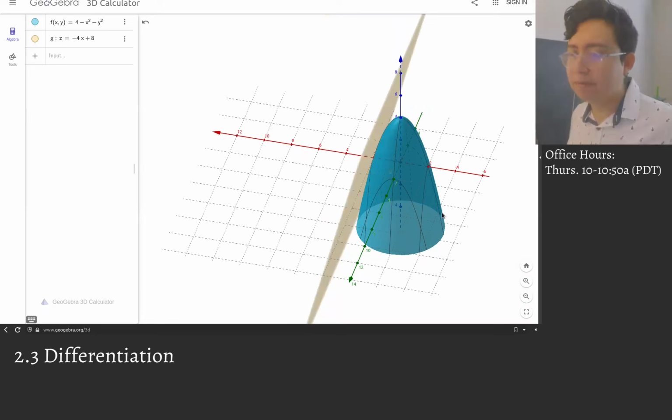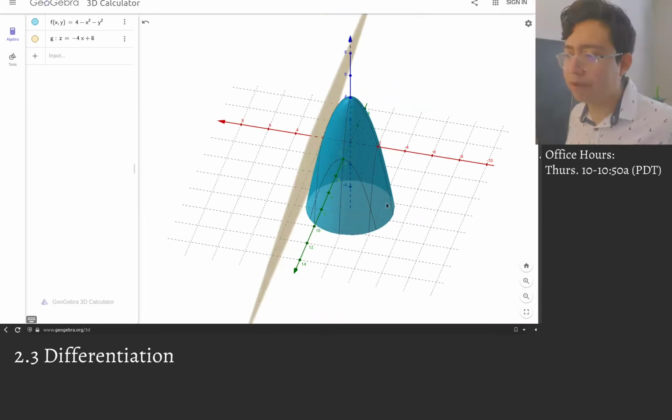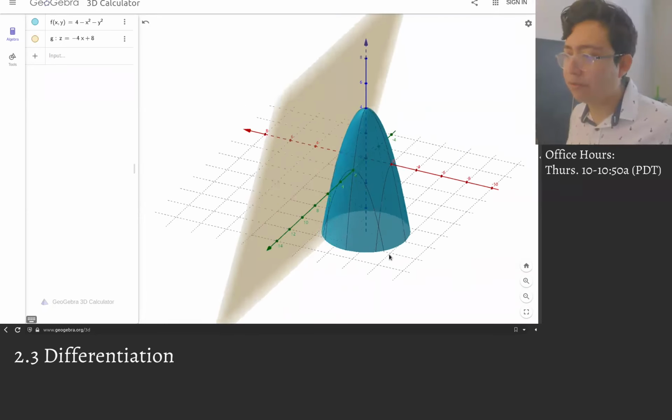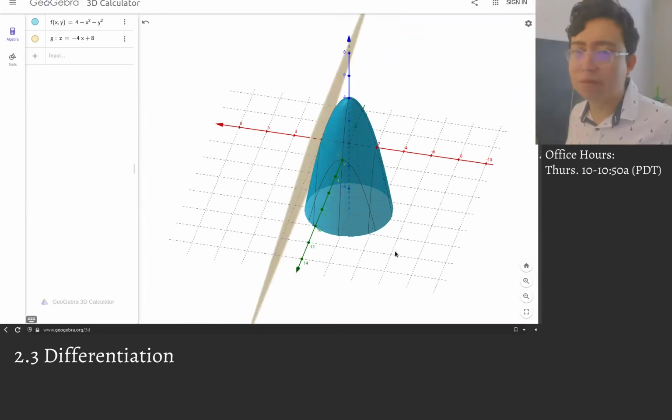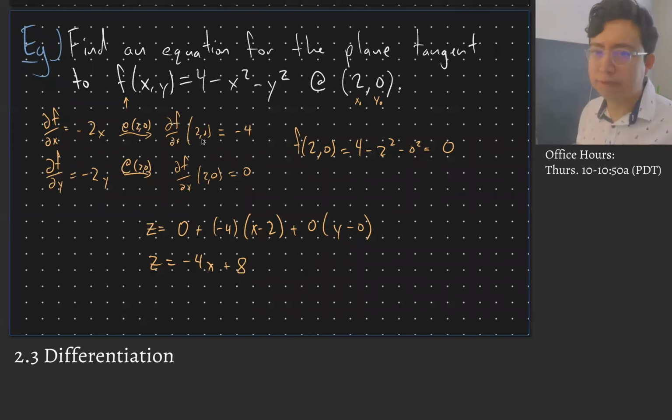Any questions about that? Yeah, so this is a good way to visualize things, a good tool for that if you're struggling with a certain problem. Okay, cool. Let's switch back to my notes, and we'll move on to the next problem.